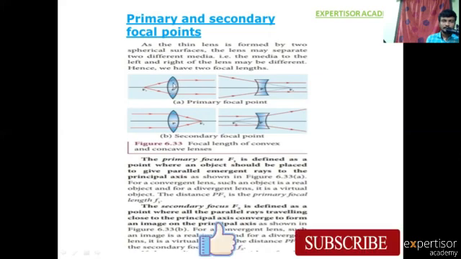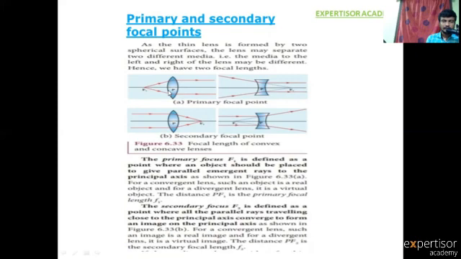For a lens, either convex or concave, it contains two focal lengths. First one, primary focal point; second, secondary focal point.